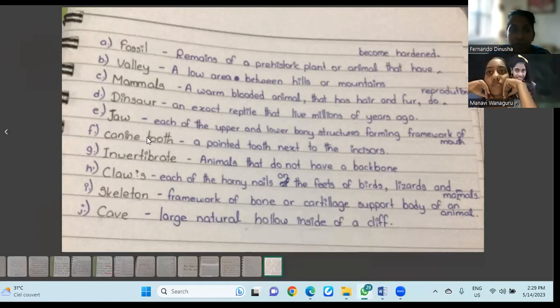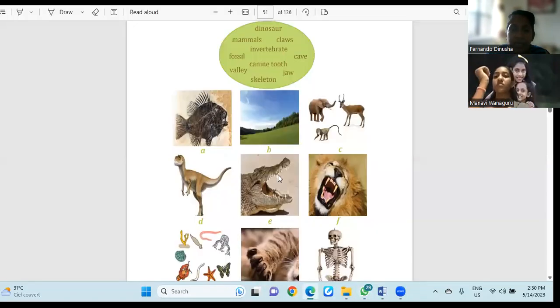Jaw: each of the upper and lower bony structures forming the framework of a mouth. Jaw, in Sinhala it is called hakka, right? Here we also have the jaw, and it is each upper and lower bony structure. It's a bony structure. It's really nice. Look, it doesn't say that this is the mouth. It's a jaw, in the sense of the skeleton that it has mentioned. Let's see.